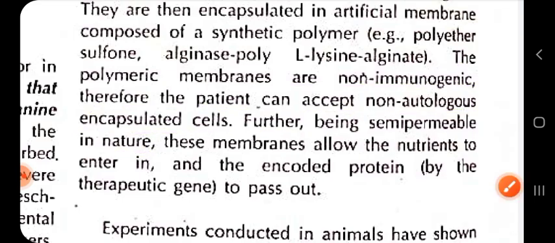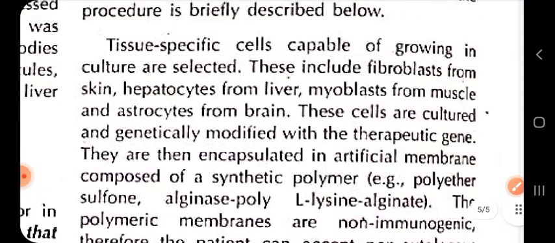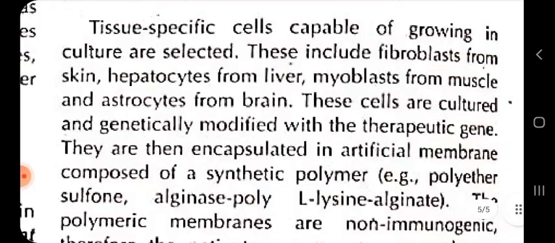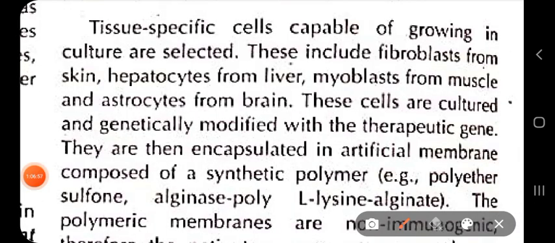So what we have seen here, let us see in brief. We are taking certain tissues and cells from another individual or another animal, which can be cultured in the laboratory. Like we can isolate fibroblasts from the skin, hepatocytes from the liver, myoblasts from the muscle, and astrocytes from the brain.